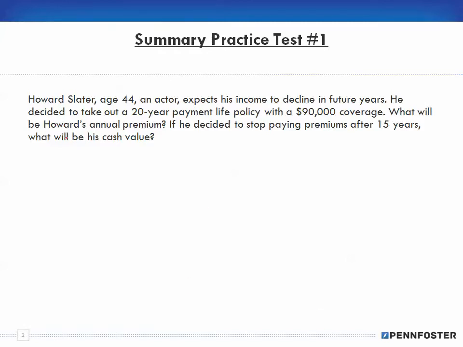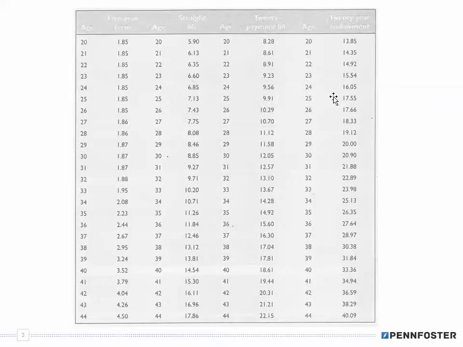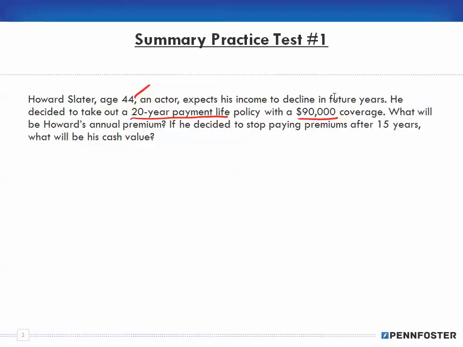So he's 44 years old, and he takes out a 20-year payment life policy with a $90,000 coverage. In this next table, the rates are based upon thousands, so I have to take that $90,000 in coverage and divide it by 1,000. They cancel out, I end up with 90, and now I need to find the amount that I'm going to multiply by.